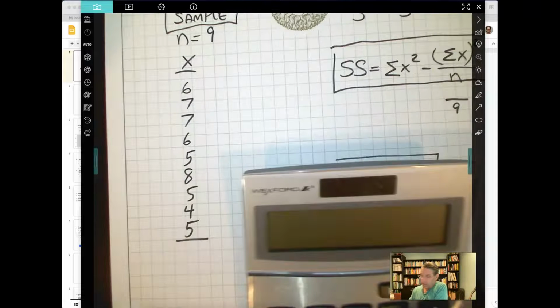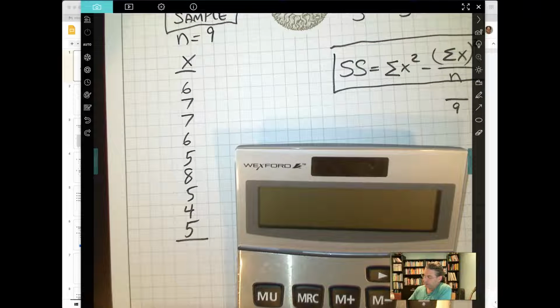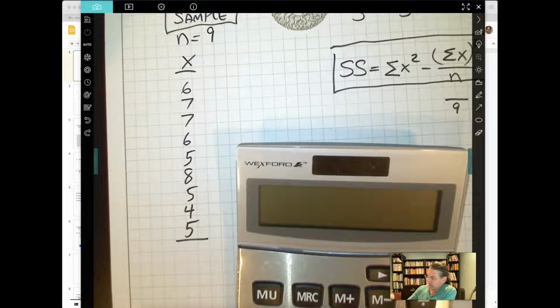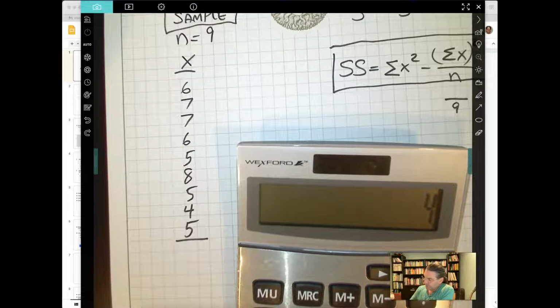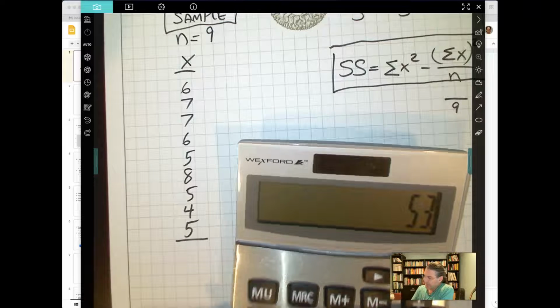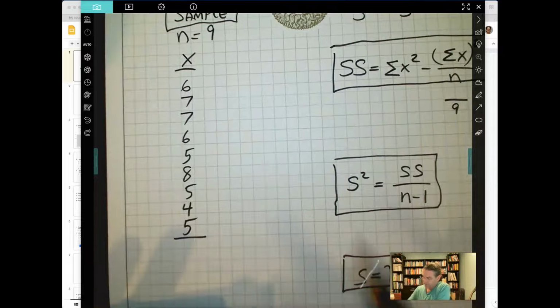I'm going to use my calculator, and I would suggest you all use your calculator just because it makes mistakes less likely. So 6 plus 7 plus 7 plus 6 plus 5 plus 8 plus 5 plus 4 plus 5. I get a sum of x of 53.